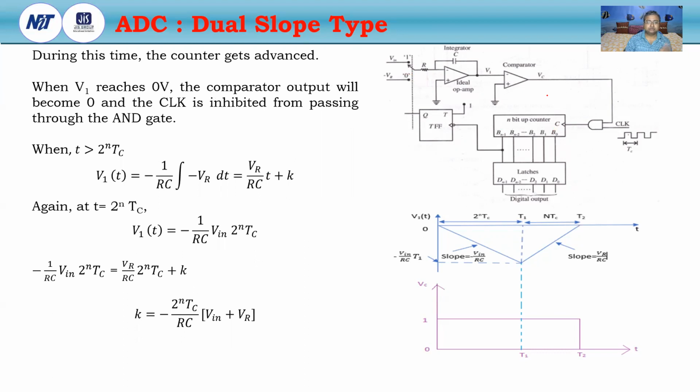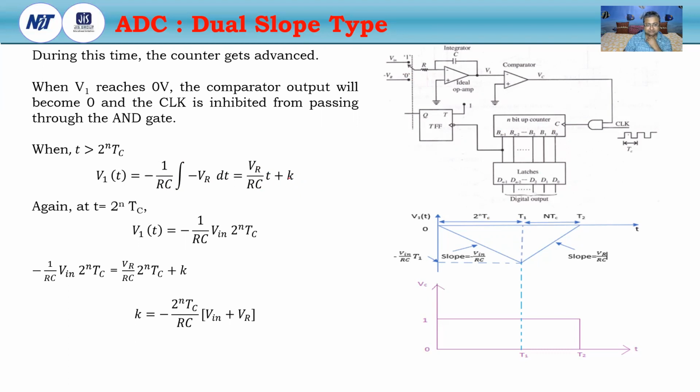So the clock is inhibited from passing through the AND gate. So there is no clock. Then it stops counting. So when T is greater than 2 to the power of n Tc, just greater than T1, then what happens? Now it is connected to minus Vr. So minus 1 by RC integrated to minus Vr dt, so that is Vr by RC into T plus K.